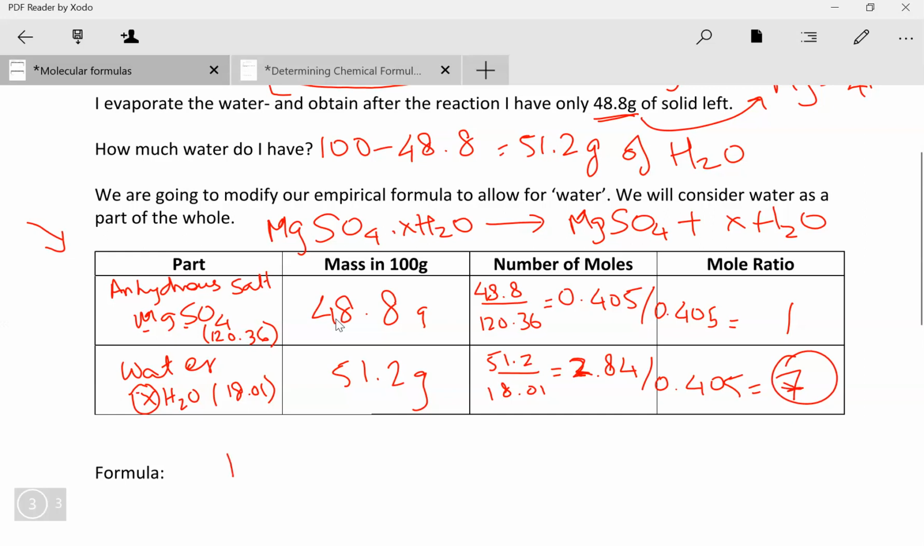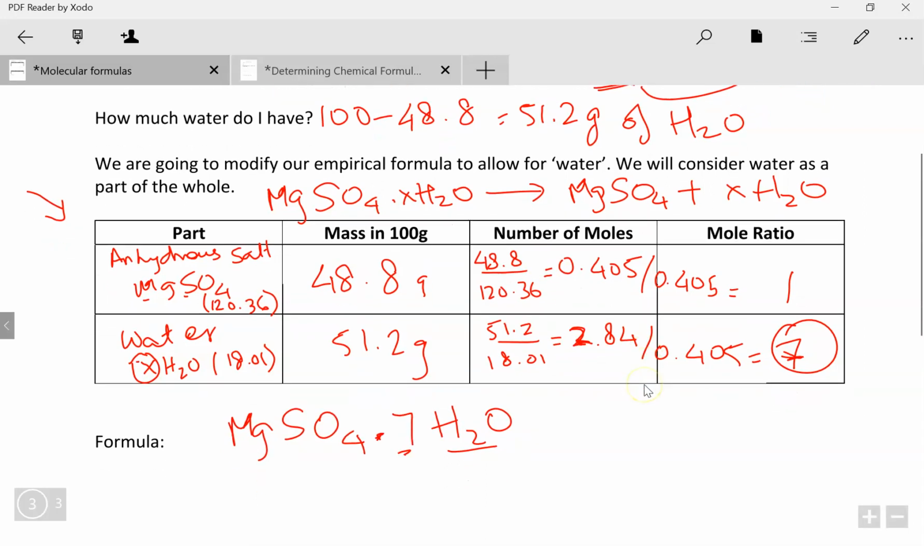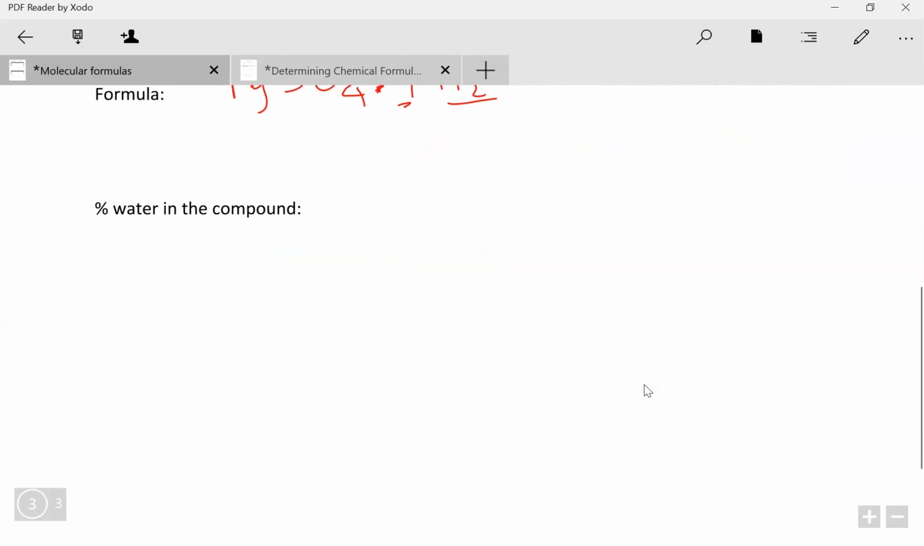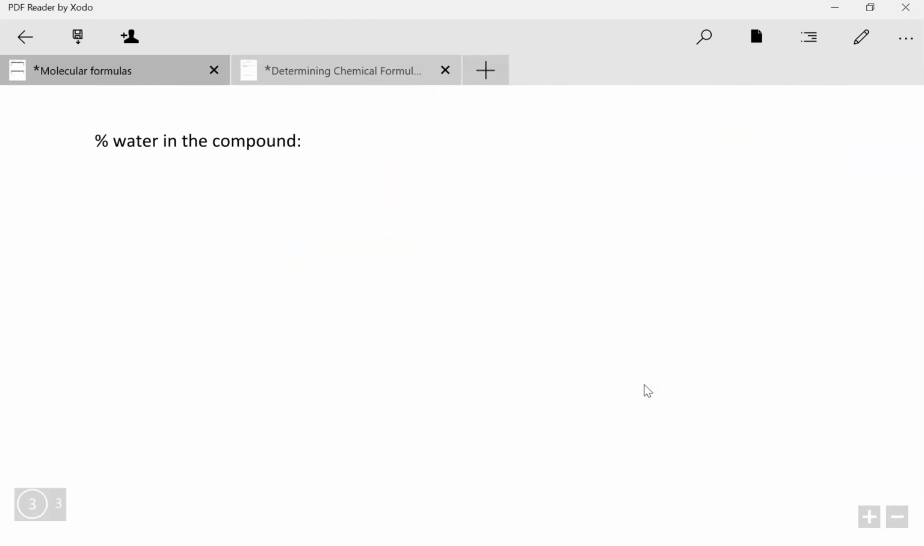So this 7 here is basically giving us what our X is. Our formula is now MgSO4·7H2O, magnesium sulfate heptahydrate is our chemical formula. And now we have to calculate the percent of water in the compound. We did a calculation for percent composition using the actual and the theoretical values, and we're going to repeat that calculation.